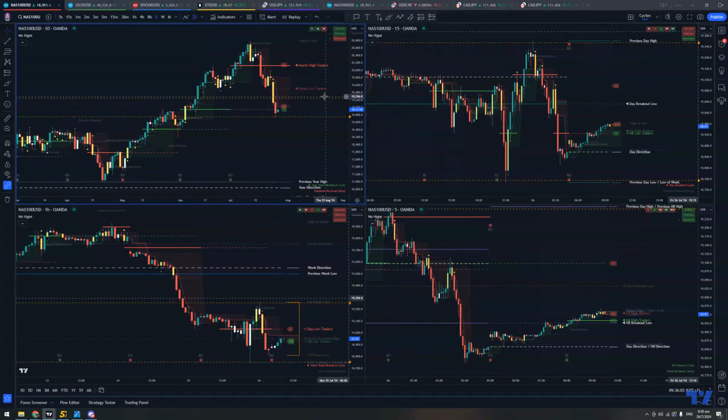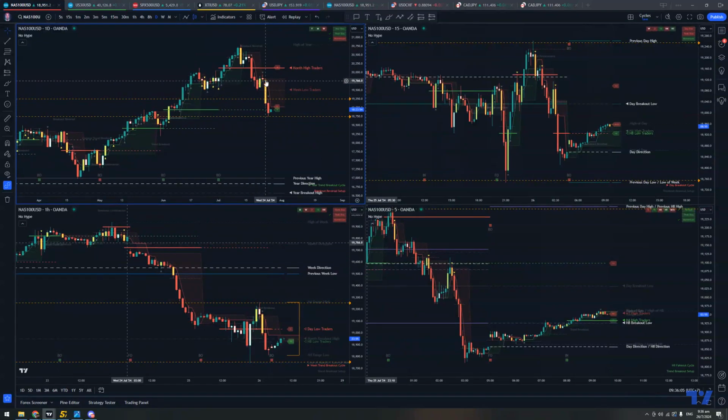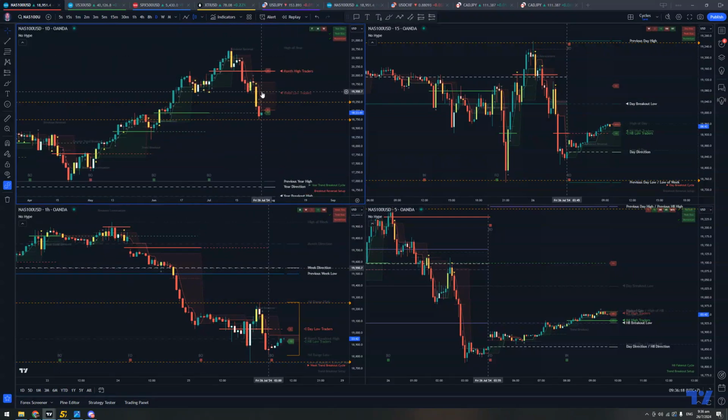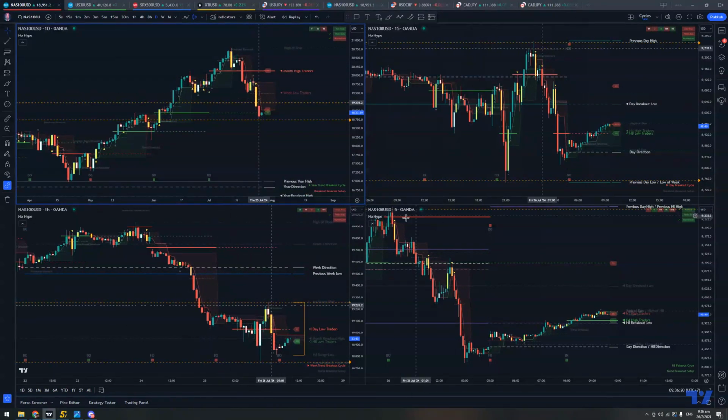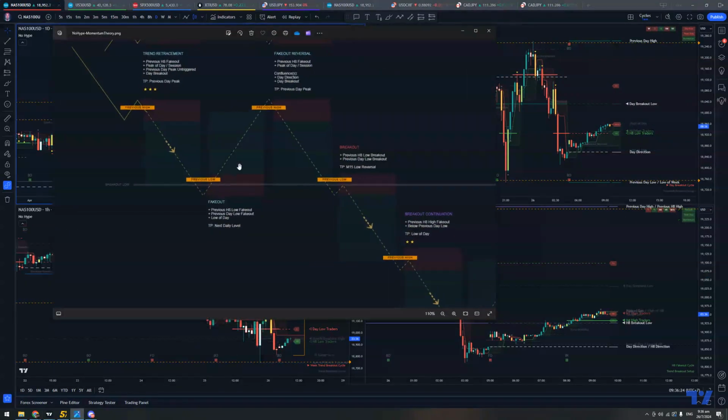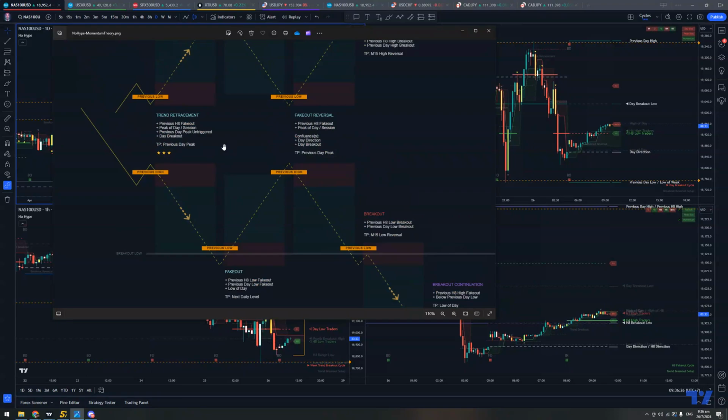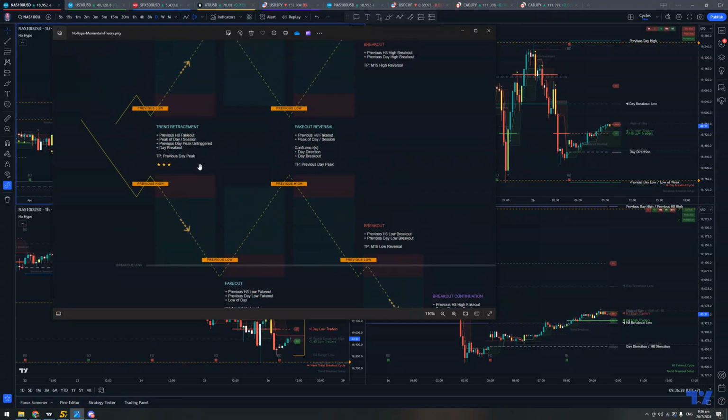For NAS, yesterday was a signal day, a trend day signal. The daily breakout level was bearish. The weekly breakout level was bearish, faked out the previous month high, and we broke below the previous week low. So I was looking for bearish setups on a trend signal day. I'm looking for the trend retracement setup, which is a 3-star setup for me.